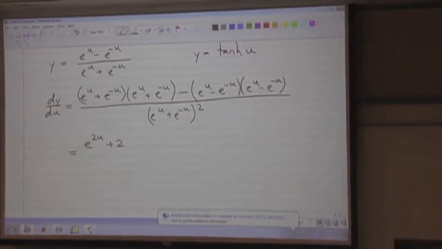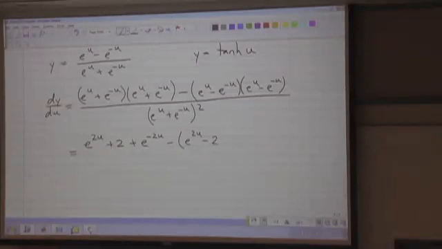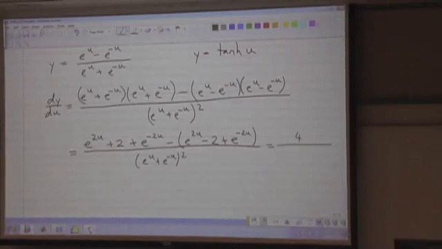Plus e to the minus 2u, minus e to the 2u, minus 2, plus e to the minus 2u, all divided by e to the u plus e to the minus u quantity squared. Notice that all these cancel out and you're left with 4 over e to the u plus e to the minus u quantity squared. I did a semi-long version.